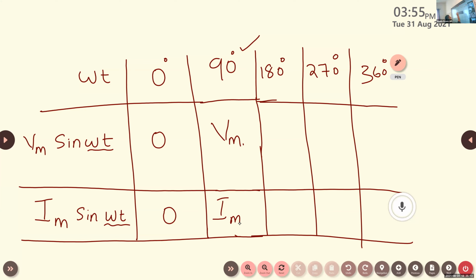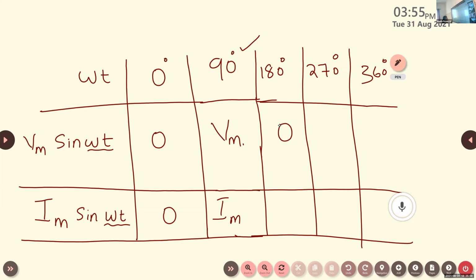The next phase angle is 180 degree. That is omega t is equal to 180 degree. So we have Vm sine 180. What is sine 180? 0. Sine 180 is equal to 0. So Vm sine omega t means Vm sine 180. Vm into 0, that is equal to 0.